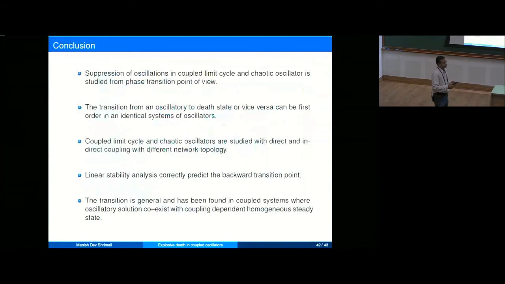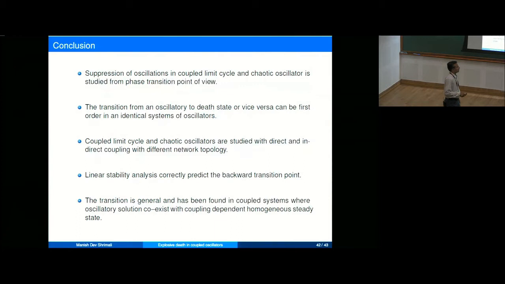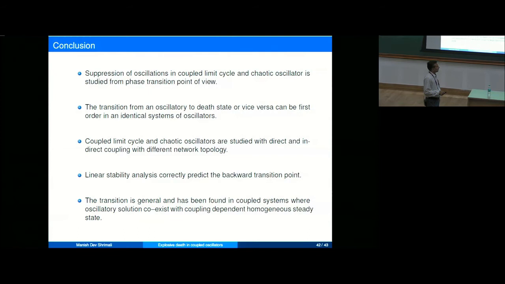So I would like to conclude that the suppression of oscillations in limit cycle and chaotic oscillators is studied from the phase transition point of view. The transition from oscillatory to death state or vice versa can be first order in identical systems of oscillators. The coupled limit cycle and chaotic oscillators were studied with direct and indirect coupling, with different network topologies and coupling forms, like direct diffusive coupling, mean field coupling, and direct and indirect coupling, as well as coupling between dissimilar variables, which was also recently reported.